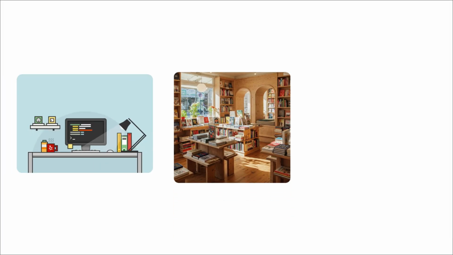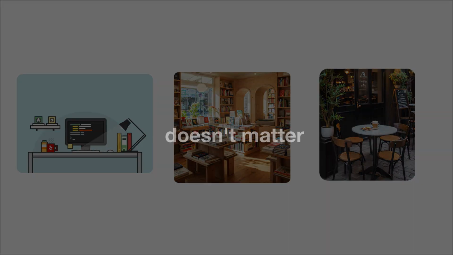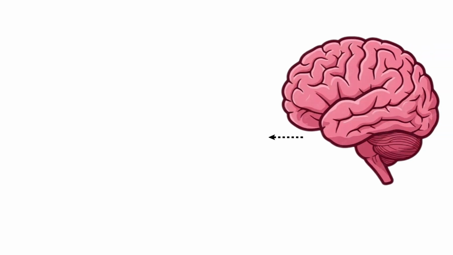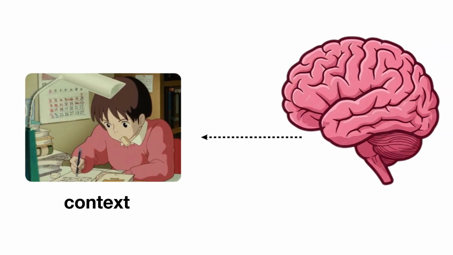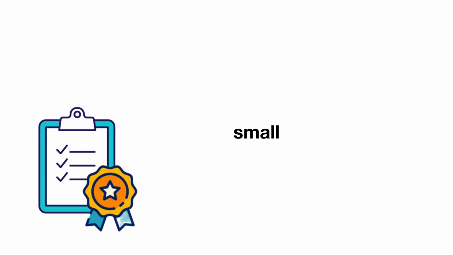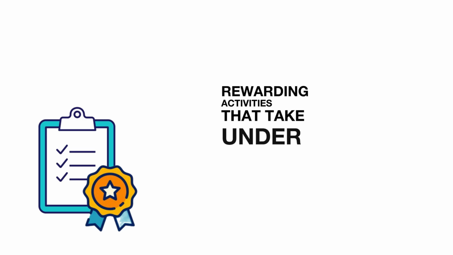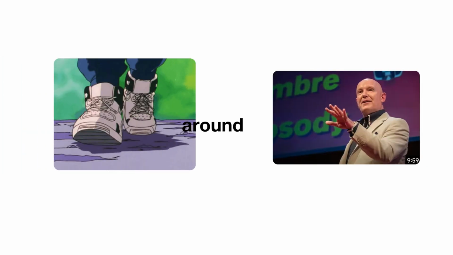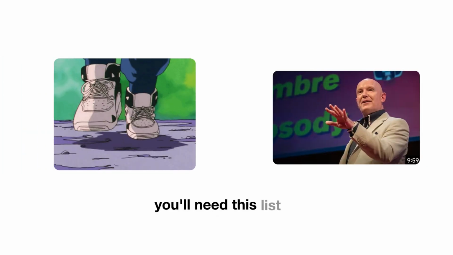Also, in week one, pick one specific place to study. A desk, a library corner, a coffee shop table. Doesn't matter. What matters is consistency. Your brain learns to enter study mode automatically in that context. And create a list of small rewarding activities that take under 15 minutes. Be specific. Not relax, but watch my favorite show or walk around the block. You'll need this list later.